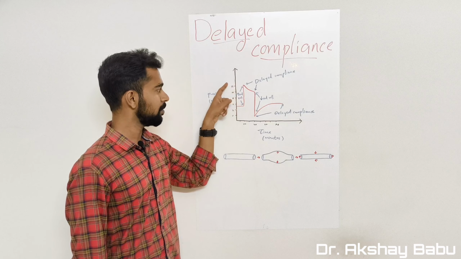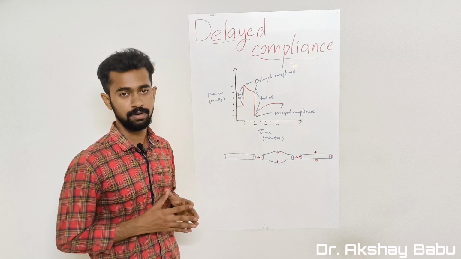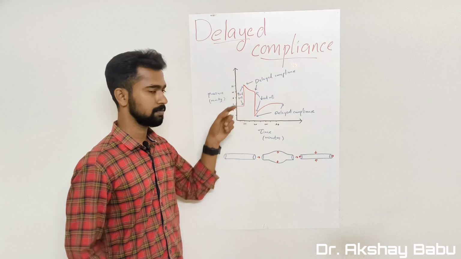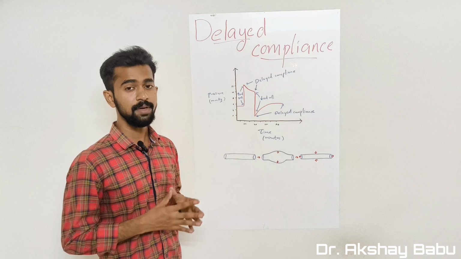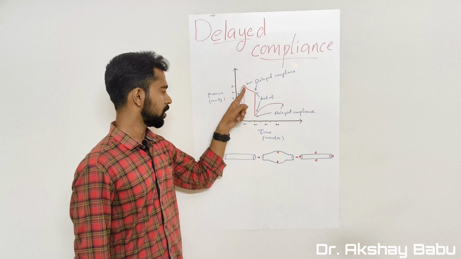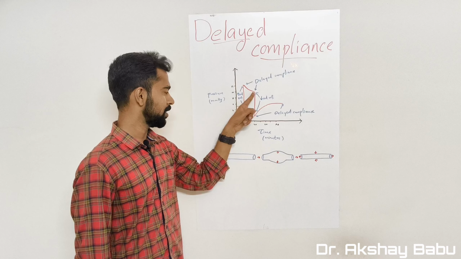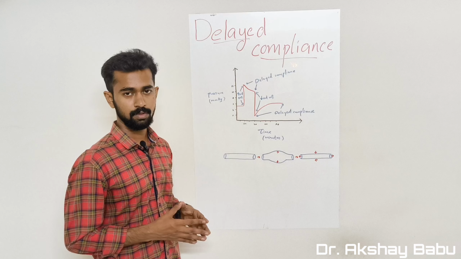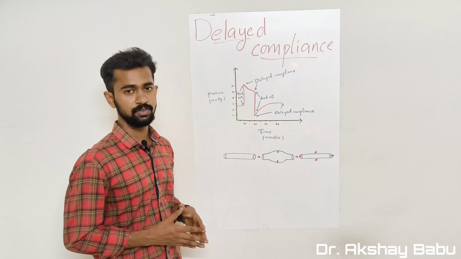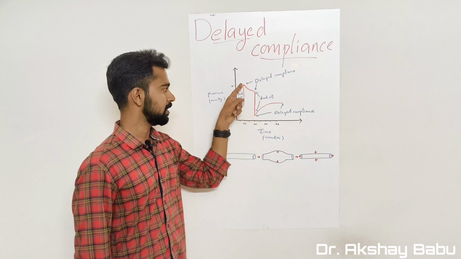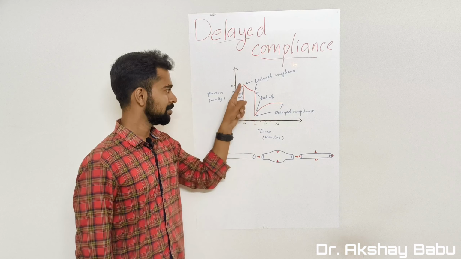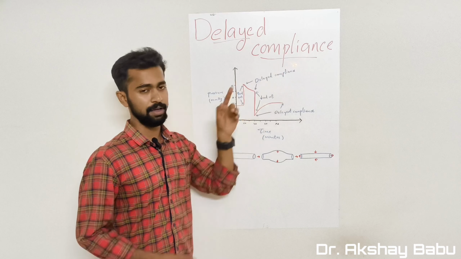When the pressure reached 12 millimeter mercury, I stopped giving fluid. So what happened? This pressure started decreasing. After 20 minutes of time, that is at the 40-minute point of time, this pressure decreased and reached 9 millimeter mercury. So this downfall of the pressure over a period of time is known as delayed compliance. You can see this decreased pressure curve over a 20-minute period of time. This is known as delayed compliance.